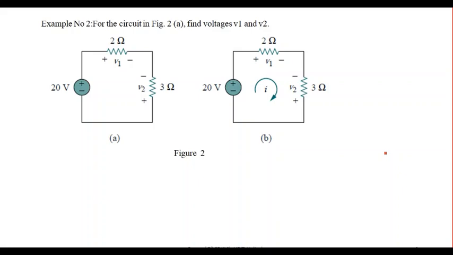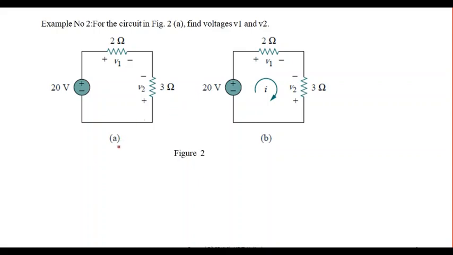Now coming to this example number 2. For the given circuit, what you need to find? It is already mentioned that you need to find voltages V1 and V2. Let me just check out here. What is the actual circuit given?